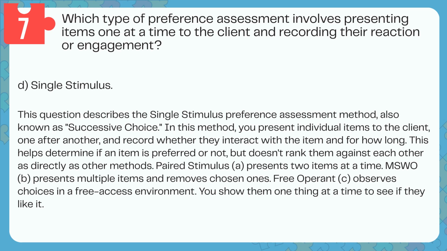other methods. Paired stimulus: A. Presents 2 items at a time. MSWO: B. Presents multiple items and removes chosen ones. Free operant: C. Observes choices in a free access environment. You show them one thing at a time to see if they like it.